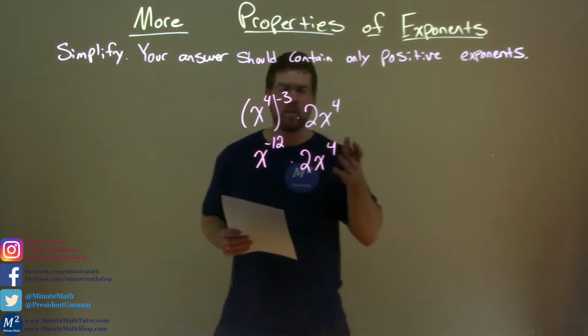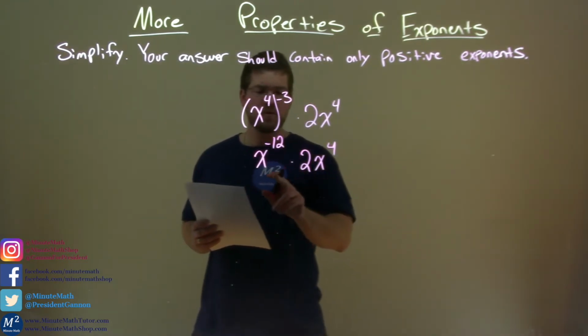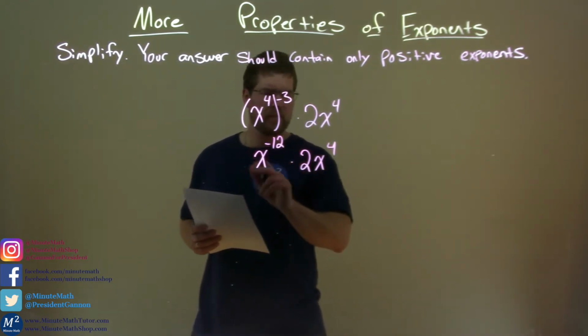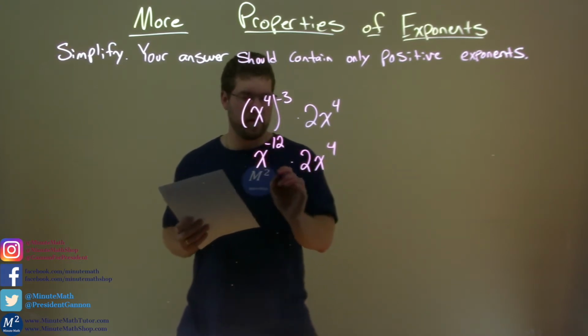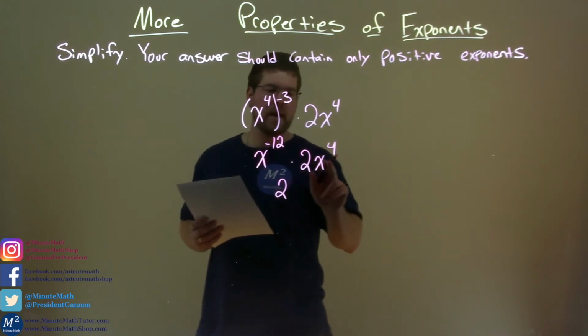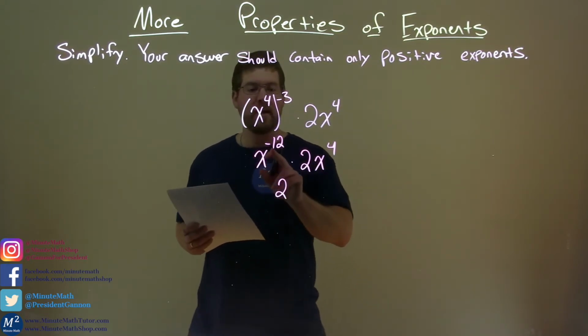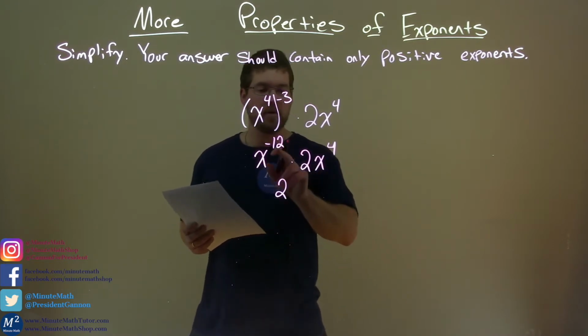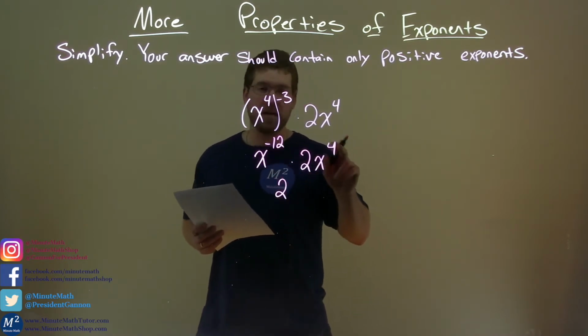From there, where do we go? Well, don't really worry about the coefficient of 2, okay? It's 2 times this coefficient, which really is 1, right? So we have 2 here. Then we have x to the negative 12 times x to the fourth power. In this case, we add the exponents. So negative 12 plus 4 is a negative 8.